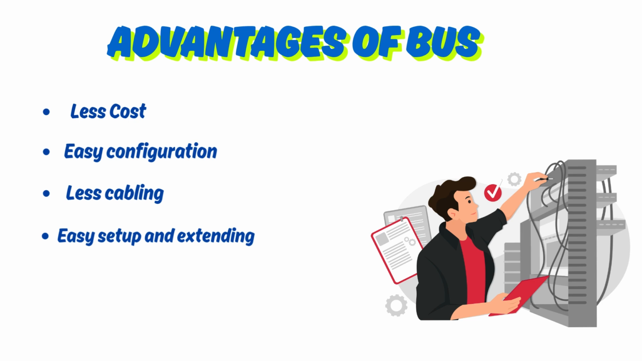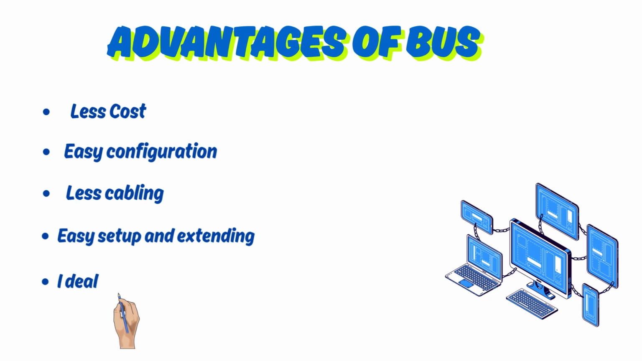And the fifth advantage is that it is ideal for small networks. Bus topology is ideal for small networks such as schools, small businesses, or home labs, when only a few devices need to interact and network traffic is insignificant. Bus topology offers a simple and cost-effective solution.